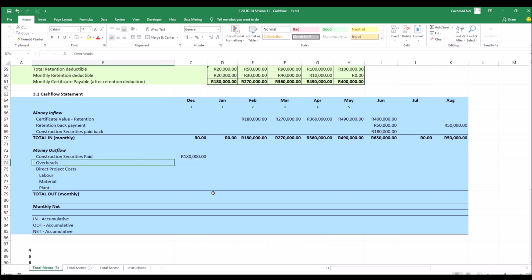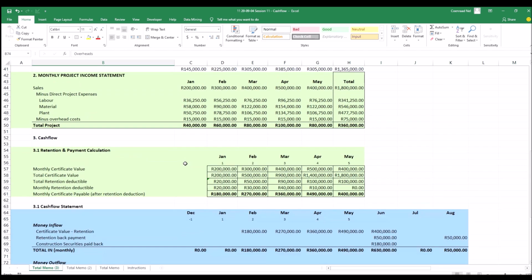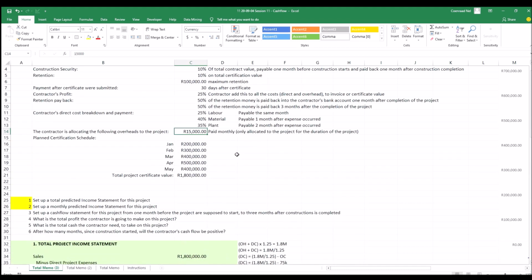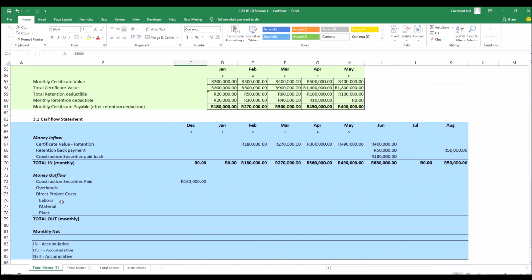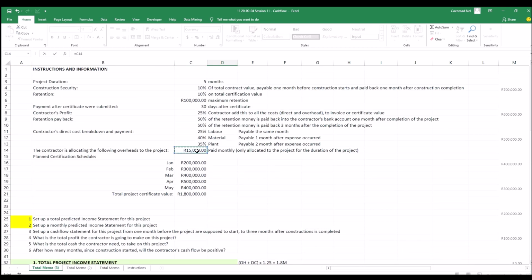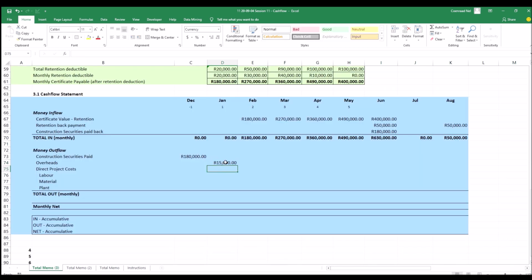Good. Okay, so now it's easy, no? Well, not so easy. Overheads. What is our overhead? Well, the overheads, we know what it is, no? That is the 15,000, and it says that's been allocated monthly for the duration of the project, and it's paid monthly, so it's paid on the month. So when the project starts, let's go to overhead. The project starts in January. That would then be the 15,000 there. We can fix that, and we just drag that for the duration of the project. 1, 2, 3, 4, 5-month project.